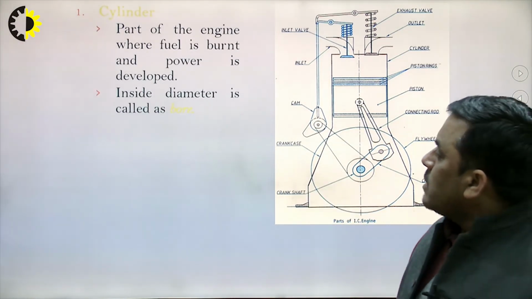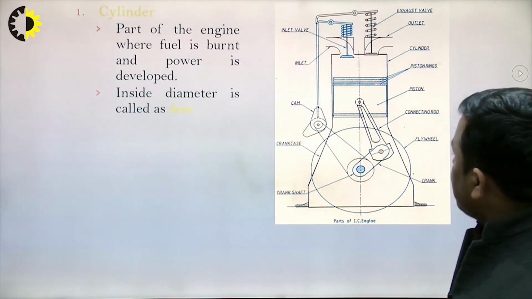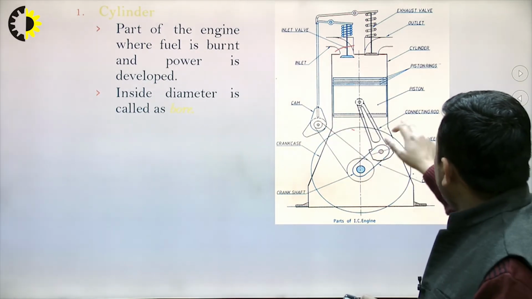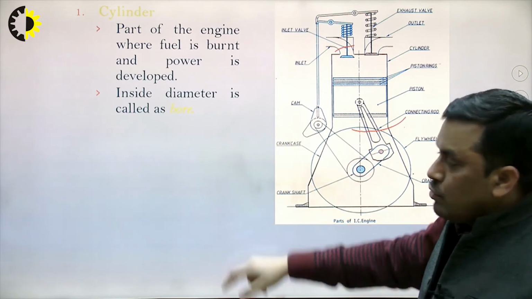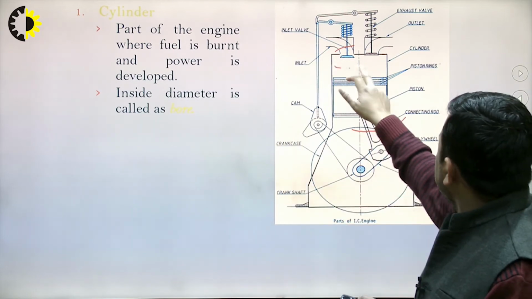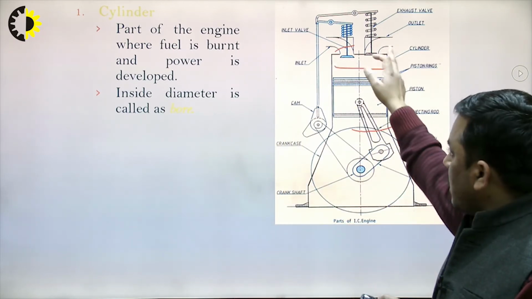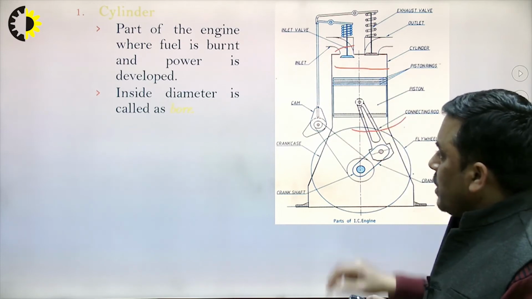Cylinder is the part of the engine where fuel is burnt. This is the place where the fuel is burnt and the power is developed. The inside diameter is known as bore, already discussed. So this is the part where the burning of fuel takes place.